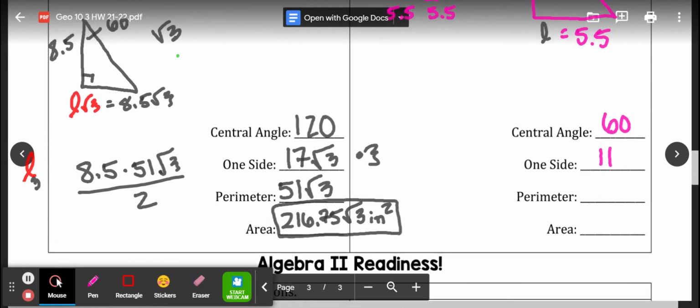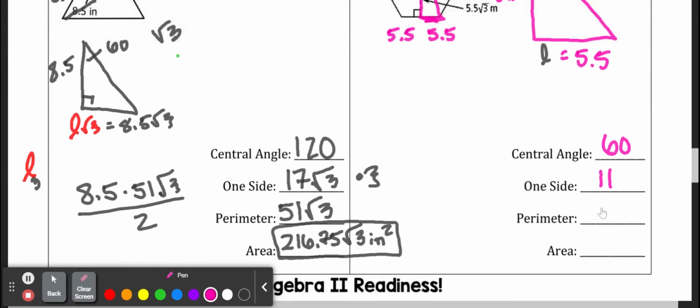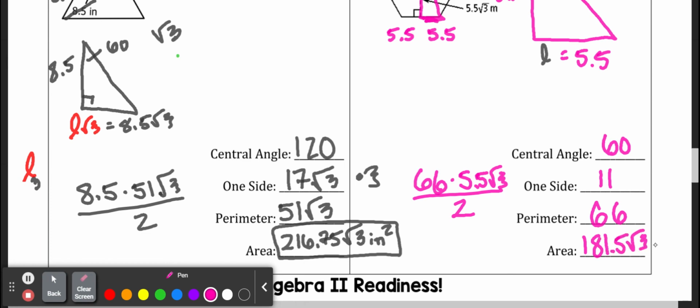Perimeter, multiply that by 6, because we have 6 sides. And that is 66. And then we do 66 as our perimeter times 5.5 rad 3, which is our apothem, divided by 2. So 66 times 5.5 divided by 2 is 181.5 rad 3, and that is square meters.